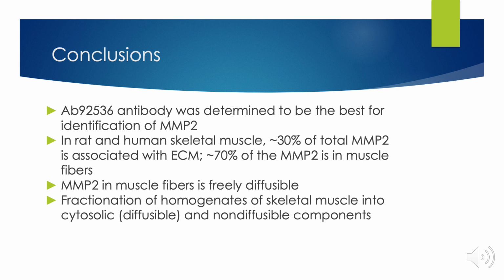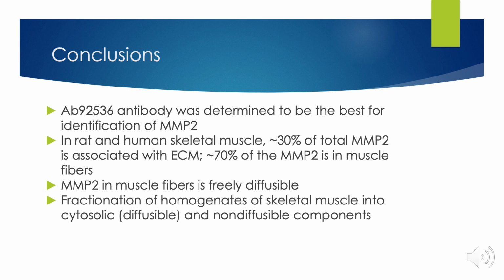The overall conclusions of the research study were the following. First, the AB92536 antibody was determined to be the best for identification of MMP2. After testing 4 different antibodies, it was seen that this antibody accurately identified MMP2 in rat and human skeletal muscle.